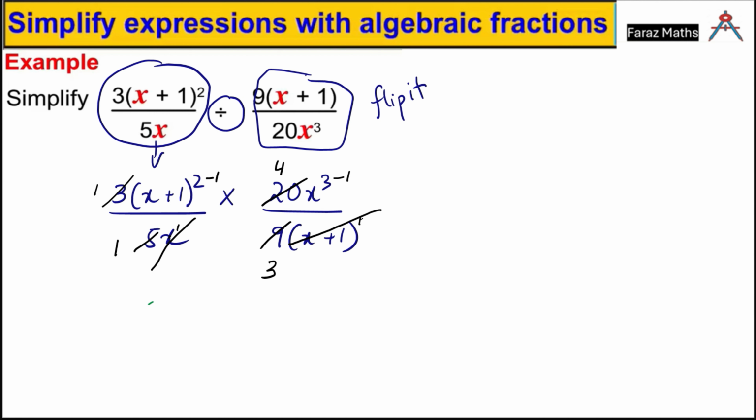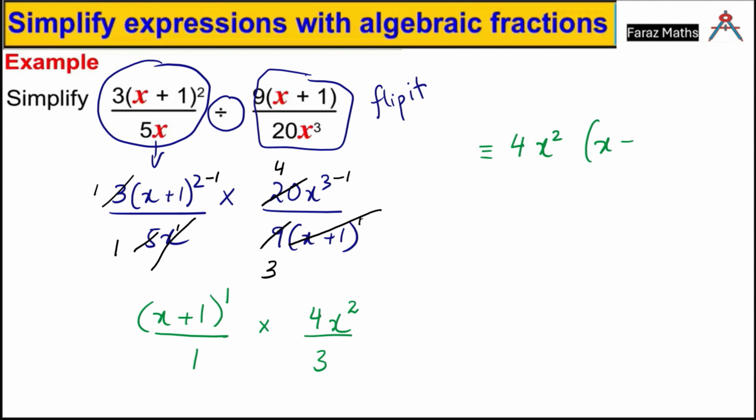Okay, now the remaining things are x plus 1 power 1 over 1 times 4 over 3, and it is x squared, since 3 minus 1 is 2. And in the final step we can write 4x squared bracket x plus 1 over 3, and that's our answer.